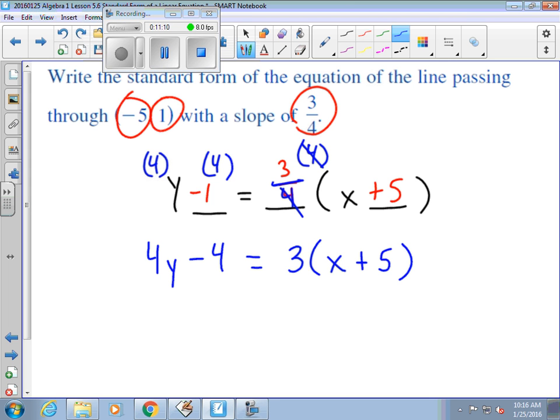We still do not have standard form, though. We still don't have ax plus by equals c. In order to get that, we need to distribute 3 times x and 3 times 5.